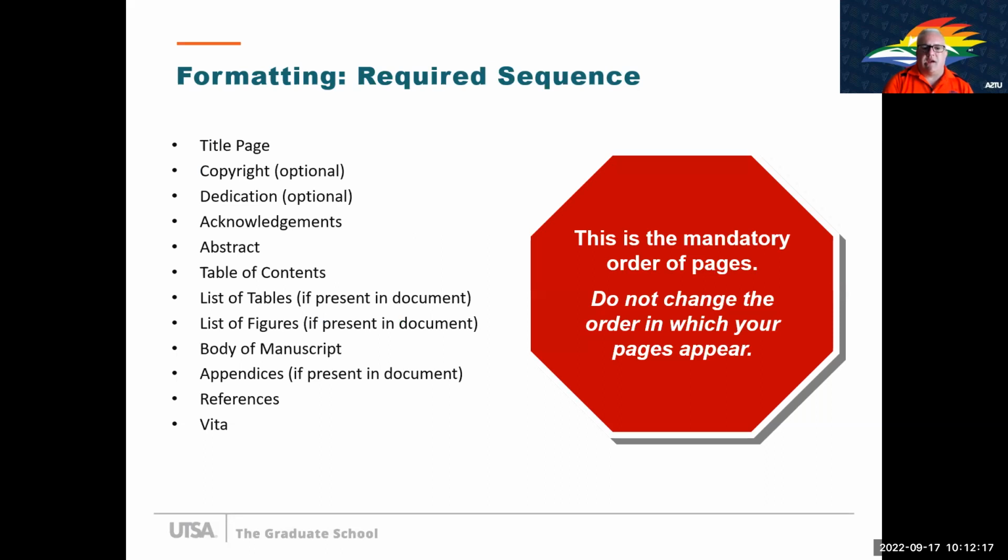So as far as the sequence of your document per the template, you will have a title page. The copyright and dedication page are optional. You will have an acknowledgements, an abstract, a table of contents. You will have a list of tables and list of figures if they are present in the document. Then, of course, the body of your manuscript, appendices, if present in your document, references, and a vita. So the only two pages that are optional to include are copyright and dedication. Everything else must be in there.